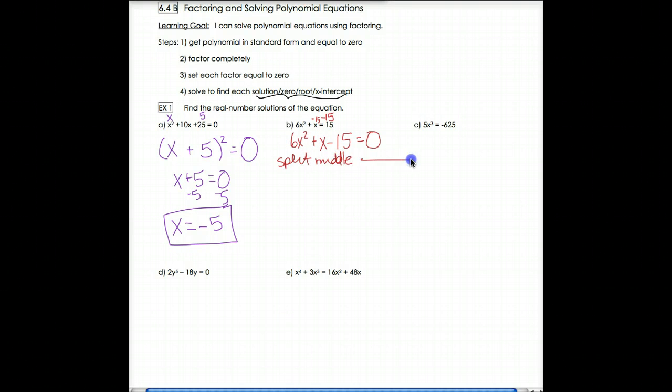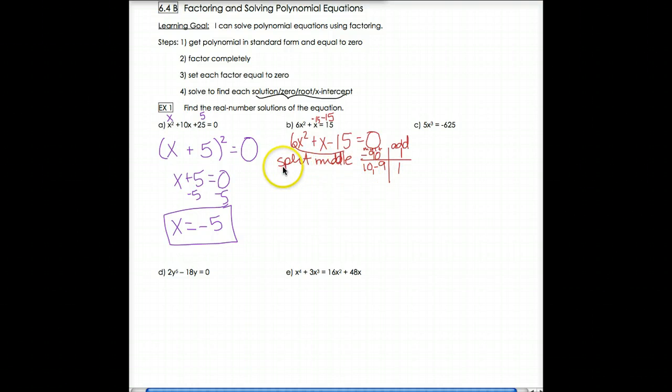So that means that in my chart, I'm looking for what multiplies to 6 times negative 15 and adds to 1. So 6 times negative 15 would be negative 90. So I'm looking for something that multiplies to negative 90 and adds to 1. If it's a small sum, that means they need to be pretty close together. So maybe try 10 and negative 9. 10 times negative 9 is negative 90. 10 plus negative 9 is positive 1. So that is our winner.